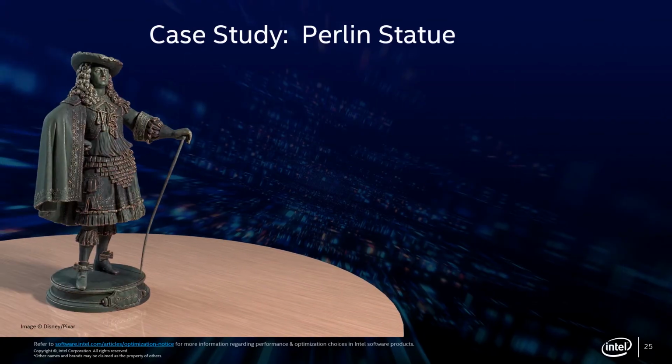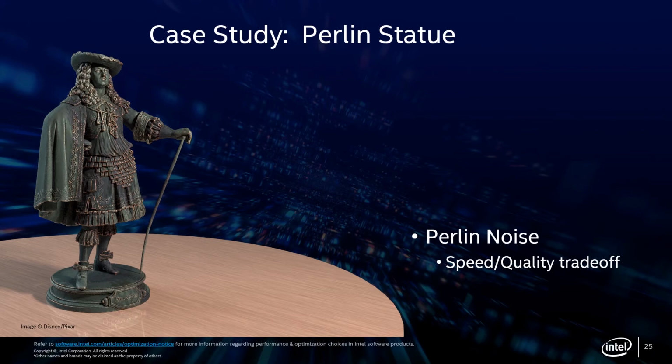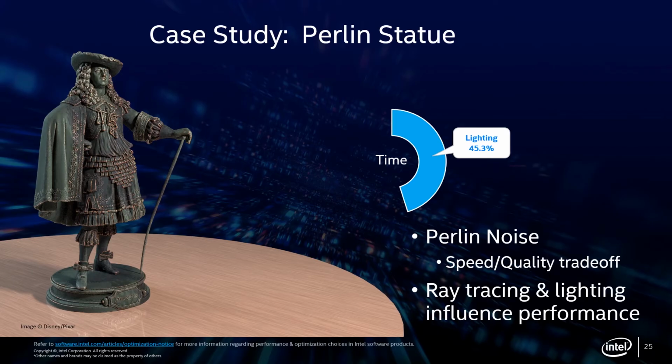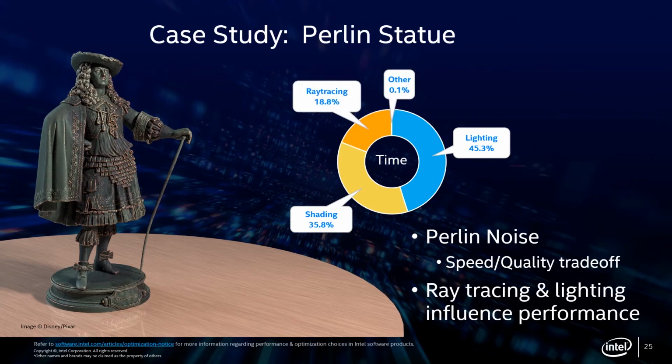Now, let's take that same statue and reduce the dominance of the shading system by switching from Gabor noise to Perlin noise. Perlin noise is much less computationally expensive. There is a speed-quality trade-off here, but we now have a more balanced look at how time is spent inside the renderer. Lighting takes the most time at 45%, followed by shading, which is only 36% of the time now, and finally ray tracing, which is 19%. The point is that a lot goes on inside the renderer other than just ray tracing.